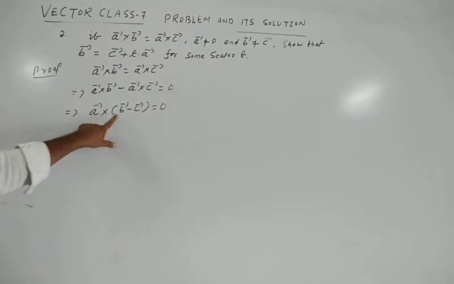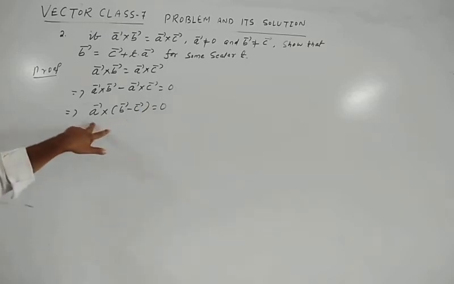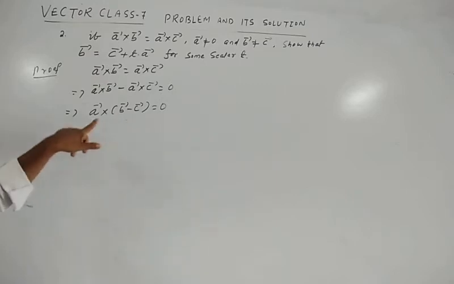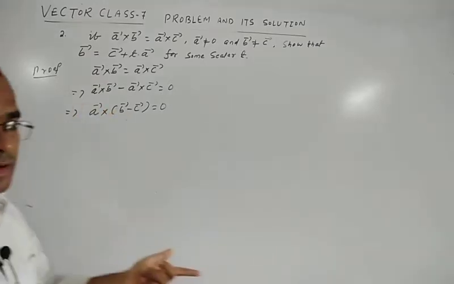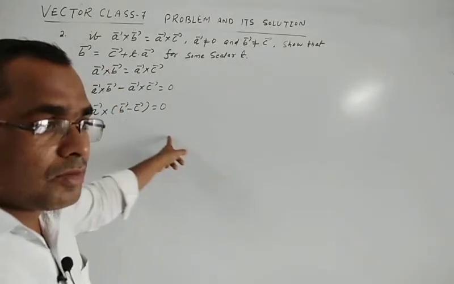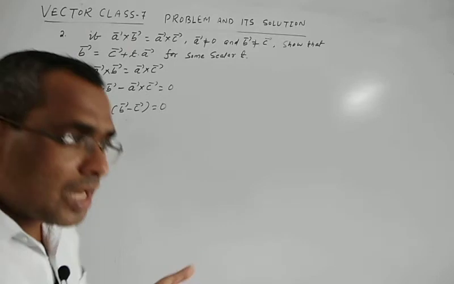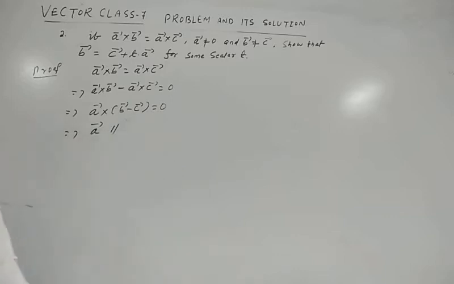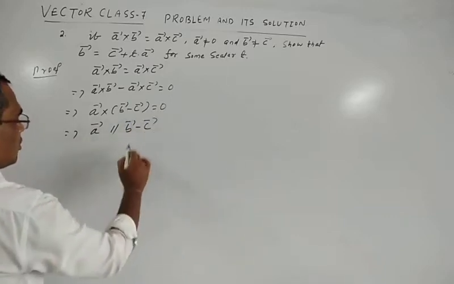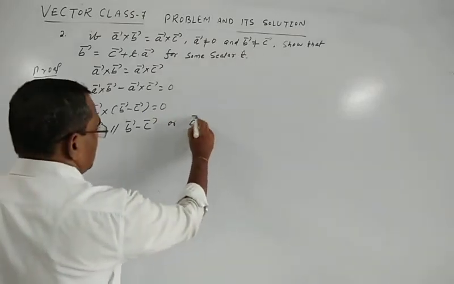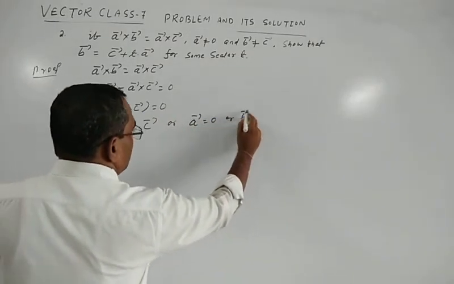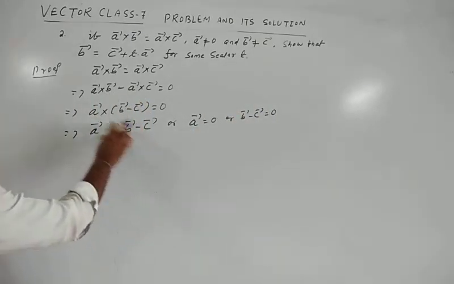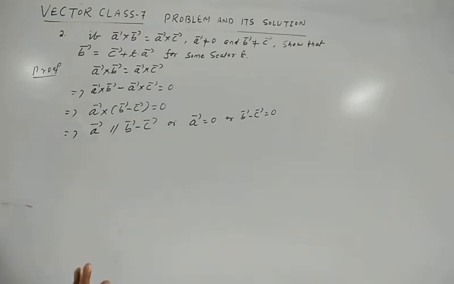Here a vector cross (b vector minus c vector) equal to 0 means the cross product of a vector and b vector minus c vector equals 0. So what can you say about a vector and b vector minus c vector? They must be parallel. That implies a vector is parallel to b vector minus c vector, or a vector is equal to 0, or b vector minus c vector is equal to 0. Either they are parallel or one of the vectors must be 0.